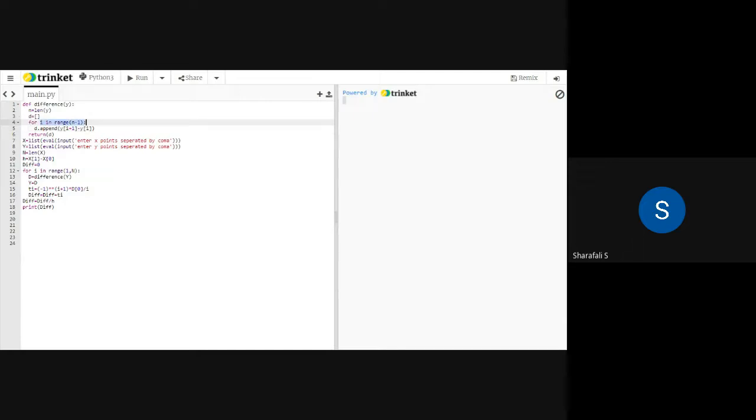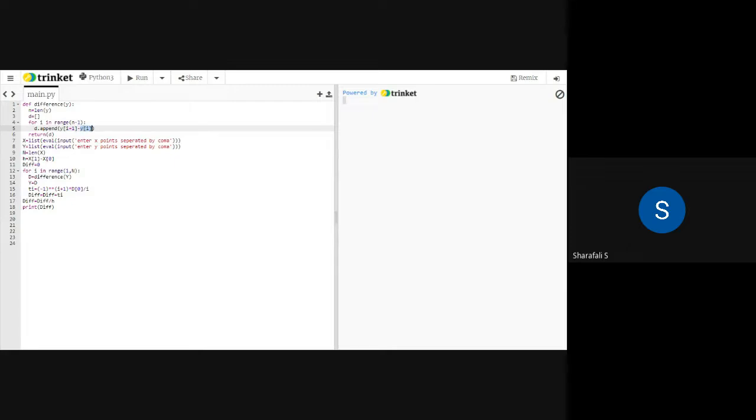So next time i will become 2. It checks whether it is in the range up to n minus 1. This n is the length, which is 5 in this case, as 5 data points are there, so n minus 1 is 4. Sorry, i will become 1 next time, so this will become y of 2 minus y of 1.